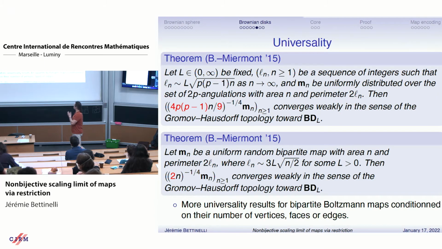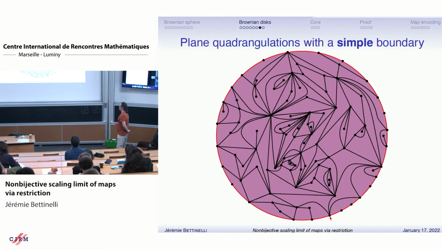Okay. We also have more universality results for Boltzmann maps, but they are more complicated to present. I'm not going to do that. And now the result I want to focus on today is the one about plane quadrangulations with a simple boundary.